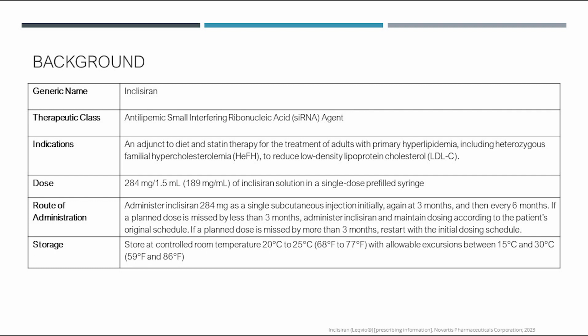The dose for Inclisiran is 284 milligrams, delivered in a 1.5 milliliter dose, and it is injected subcutaneously in a single-dose pre-filled syringe.